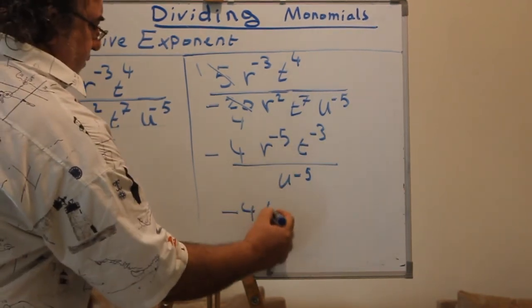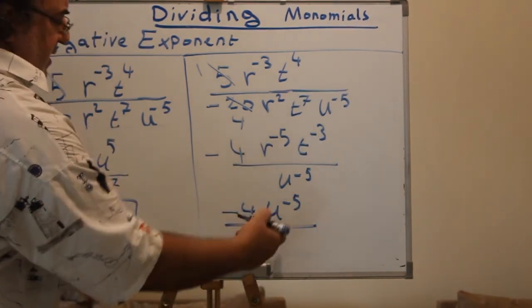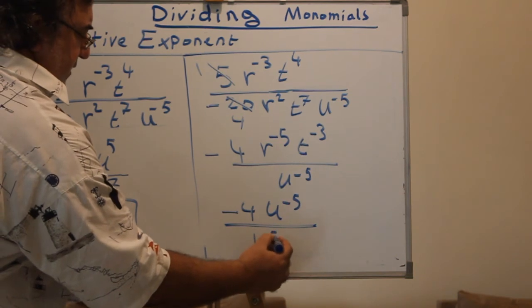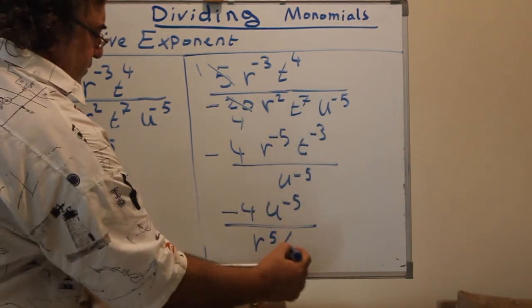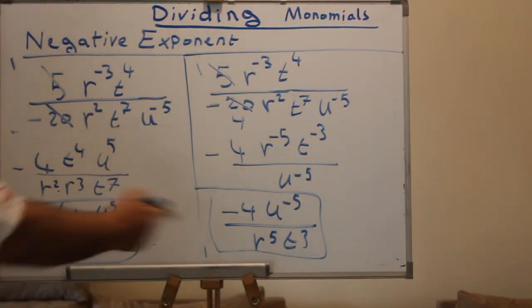Bring this up, it will be u to the power negative 5, all over, bring this down, it will be r to the power 5, and bring this down, t to the power 3. And that's the final answer, which is the same.